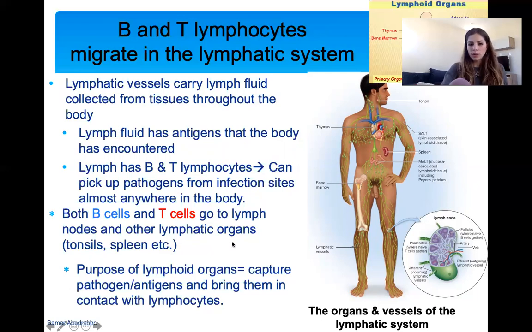B cells and T cells go to lymph nodes. They're in different lymph organs. And again, their purpose is to capture any pathogens or antigens and bring them in contact with your humoral or cellular immunity.